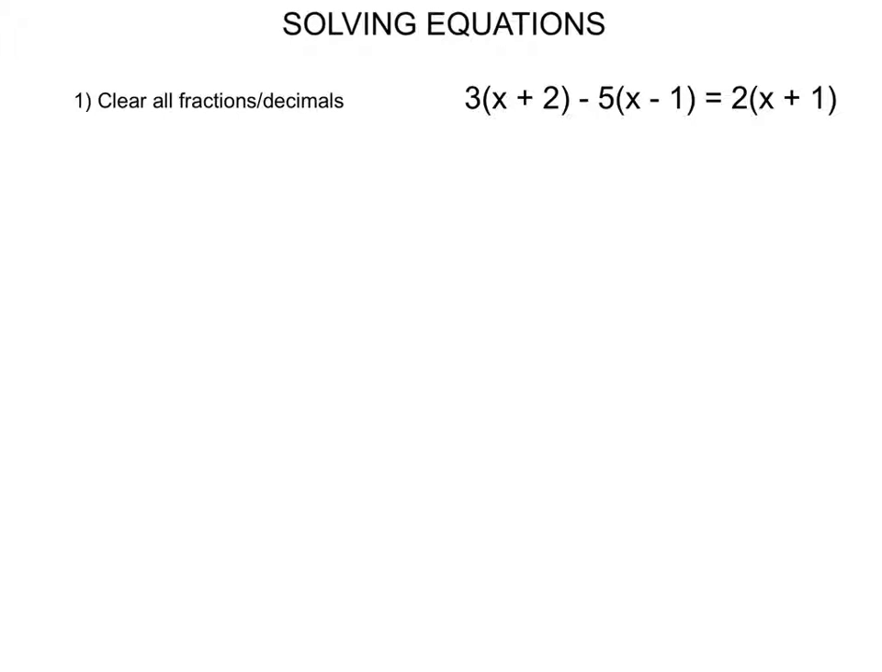So the first thing you should always do in any equation is clear all fractions or decimals. The reason that we do this is because it's much easier to deal with whole numbers adding and subtracting and multiplying than it is to deal with fractions or decimals. But as you can see in the example that we have here, step 1 is not really going to be an issue, and we'll look at an example later on where we will see how to clear fractions and decimals.